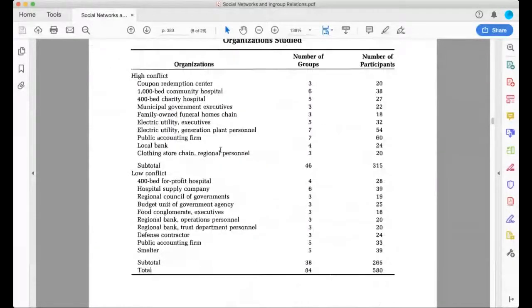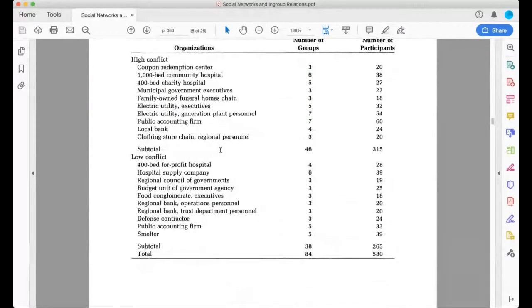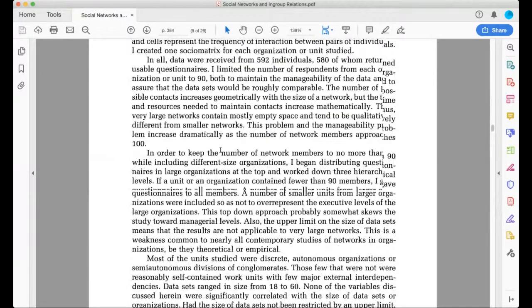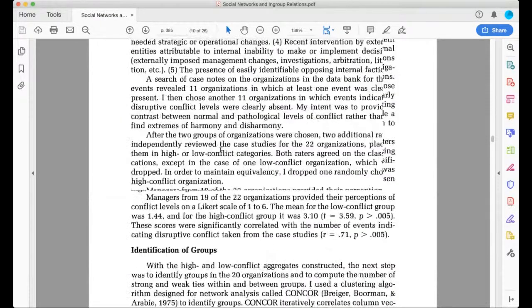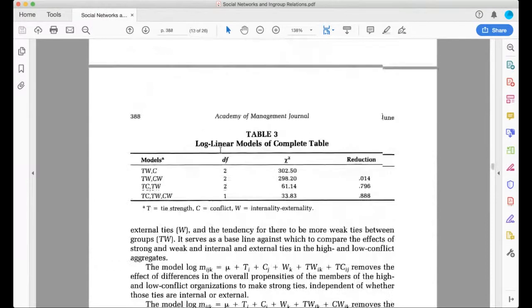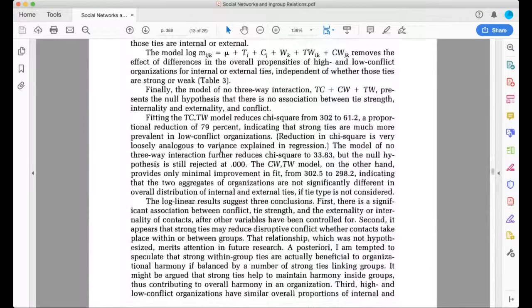And then we have a table. So let's look at the table, see if we can understand what's going on just from the table. If an author is good, their table should be understandable without any context. We keep on going down, talking about conflict levels, identifications of groups. So we get to the results. Again, we don't really need to read the results.